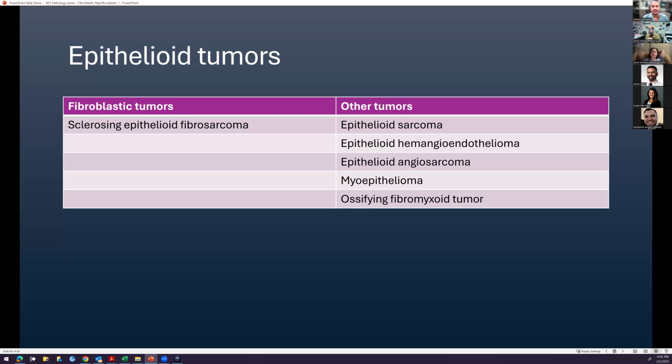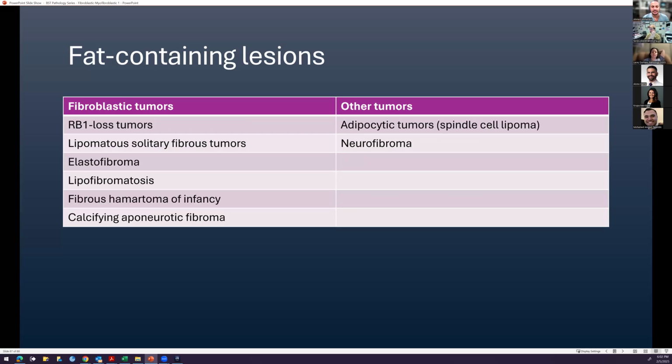I think I have one more, right? Yeah, I have fat-containing lesions as well, right? So obviously, you'll be thinking about adipocytic tumors, things like spindle cell lipomas, very commonly through these fat-containing lesions. Neurofibromas can sometimes have fat, but there's a number of fibroblastic tumors that'll also have it. So any of the RB1 loss tumors that we talked about, myofibroblastomas, cellular angiofibromas, they can all have fat. SFTs, there's a lipomatous variant. Elastofibromas will often have admixed fat. Lipofibromatosis, like we talked about, the fibrous hamartomas of infancy, calcifying aponeurotic fibromas, these things will often have admixed fat.